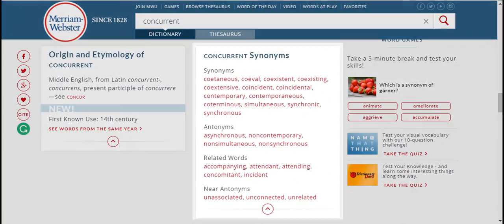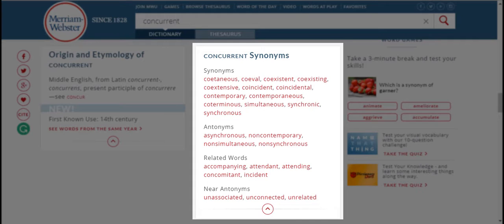Finally, this dictionary includes synonyms, antonyms, and related words. This is similar to what you might find in a thesaurus. Checking this section can help you better understand a word if it's new to you. By looking at synonyms, you can get a better understanding of what concurrent means.